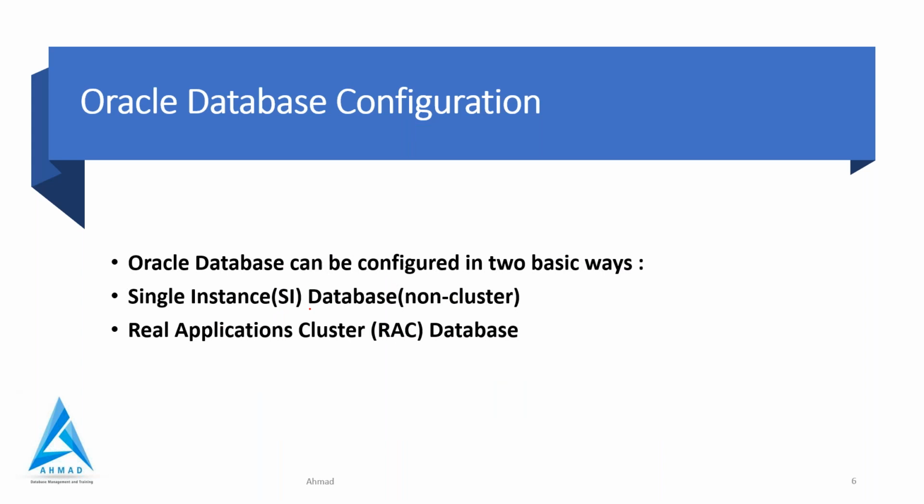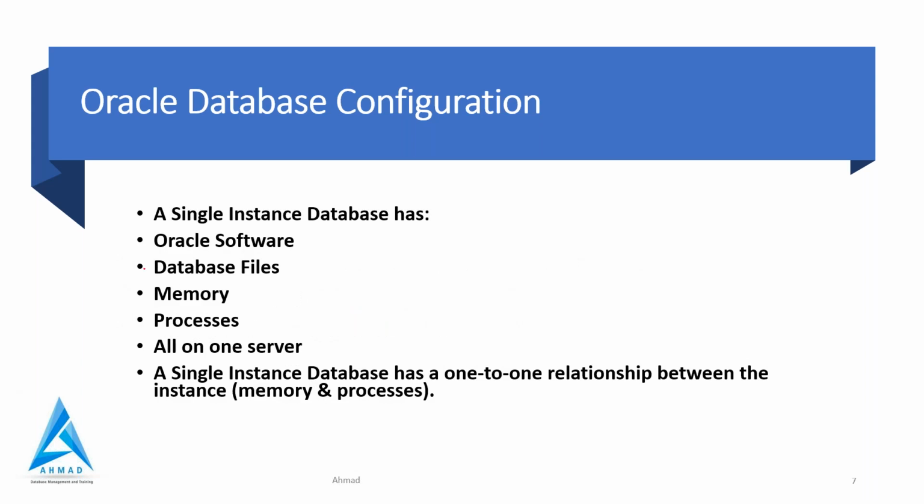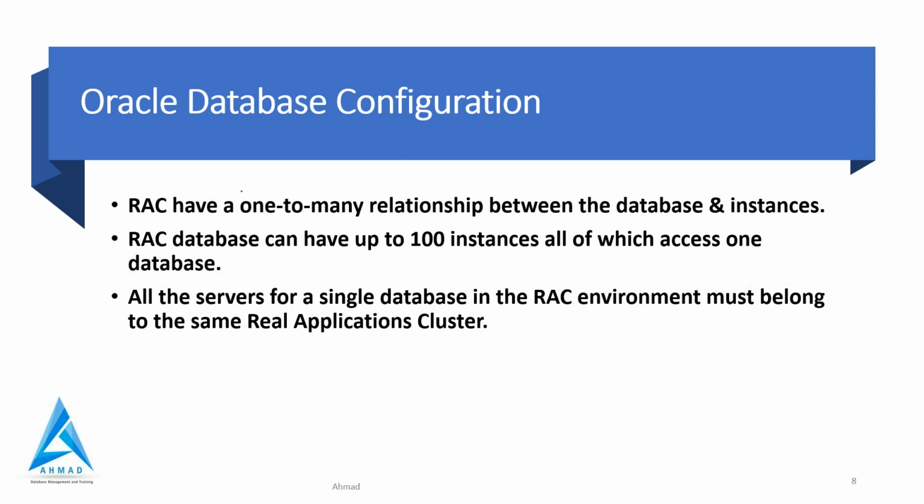So I have said a database can be configured in two basic ways: single instance and multiple instance. In single instance, we have Oracle software, database files, memory and processes, all on one server, with a one-to-one relationship between instance, memory, processes, and the database. In RAC we have a one-to-many relationship, we can configure 100 instances in a database, and all the servers belong to one RAC environment.